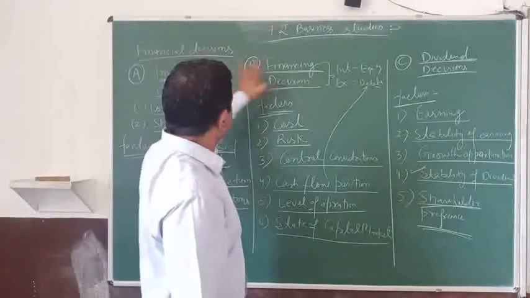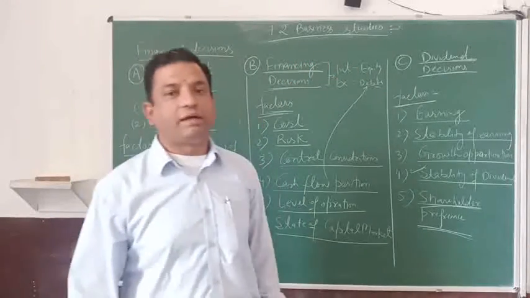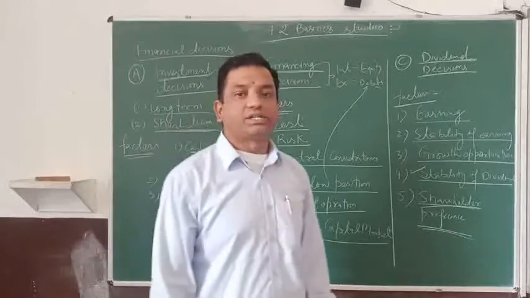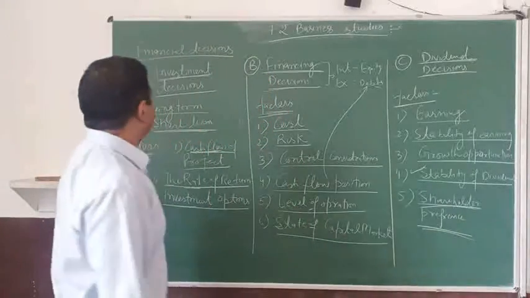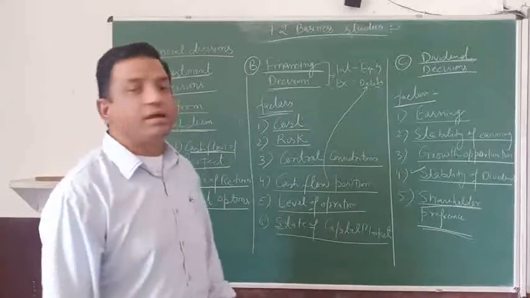So these are the three types of decisions which a financial manager has to take in financial management, that is relating to investment decision, financing decision and dividend decision.